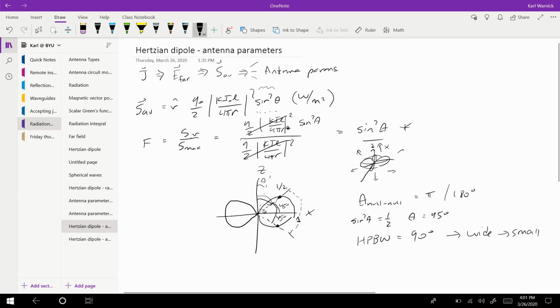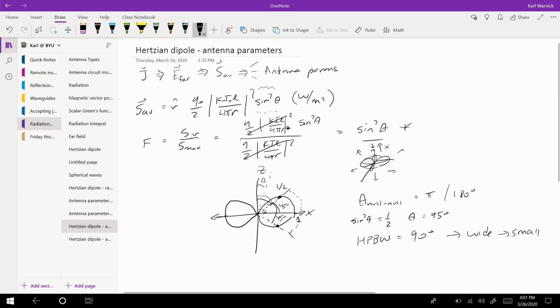Okay, so a little bit on the radiation pattern. There are no side lobes for the Hertzian dipole. More complicated antennas will have side lobes in the pattern that also represent radiated energy, but not as strong as in the theta equals 90 degrees that we have for the Hertzian dipole.